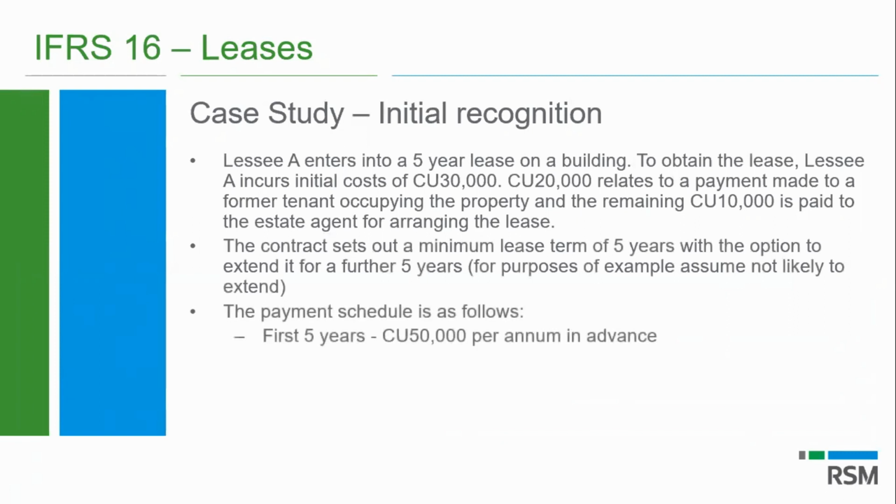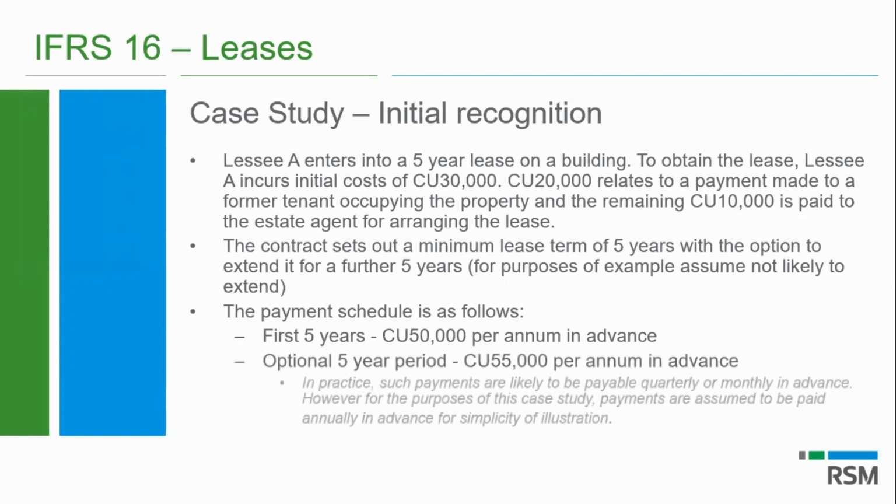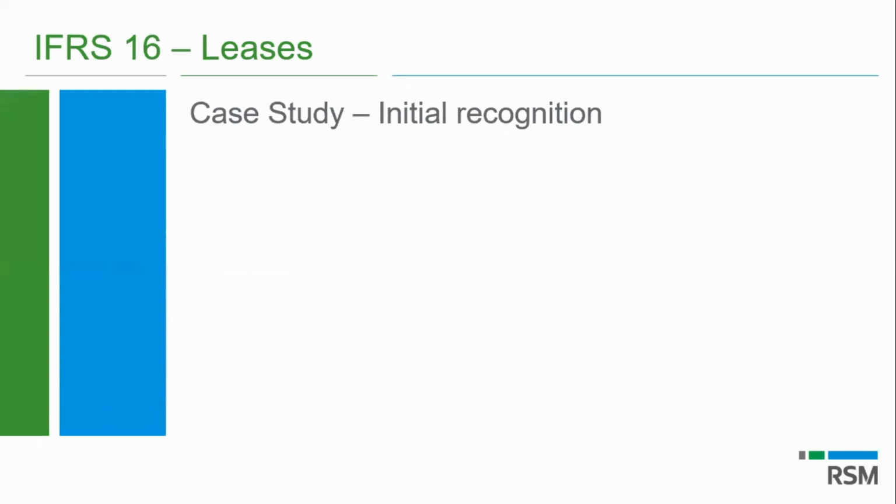The payments are scheduled as follows. For the first 5 years, we pay 50,000 Rand per annum in advance. The optional period, which is not applicable in this example, is 55,000 Rand per annum in advance. In practice, however, we know such payments are likely to be paid quarterly or monthly, in most cases in advance. However, for purposes of this case study, we're going to assume that payments are paid annually, just to simplify the illustration. So initial recognition, step 1.